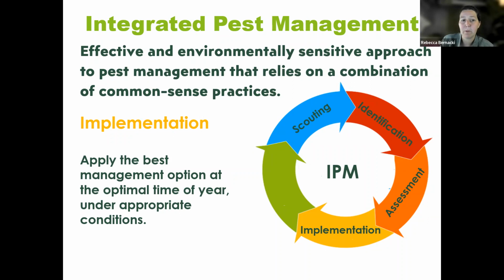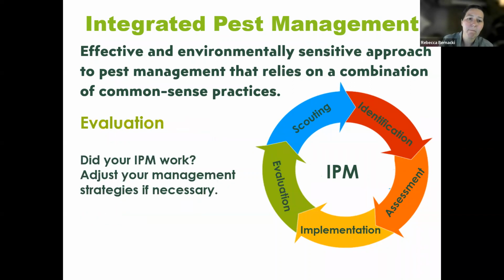For using a chemical treatment, we don't want to do that on a really windy or rainy day. Those are things that we want to avoid when applying herbicides. Finally, a few months or a few weeks later, we want to go back and evaluate whether our strategy works. And then we're going to address our management strategy for the upcoming year.